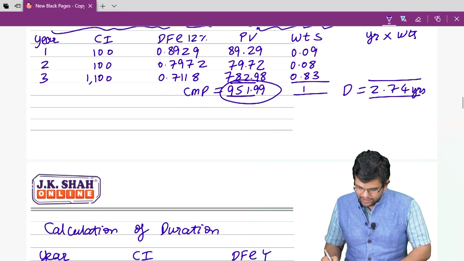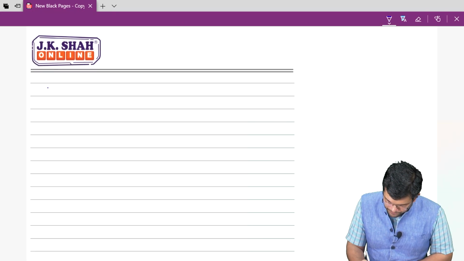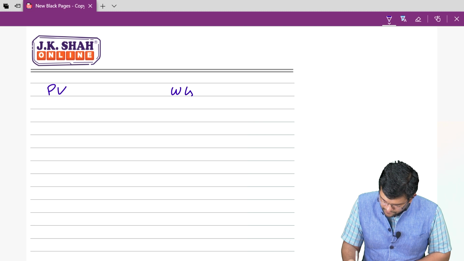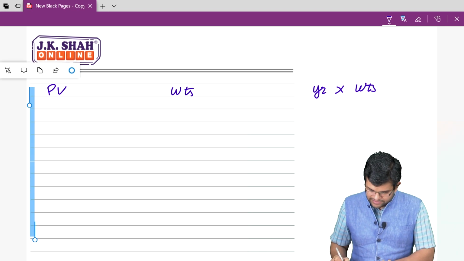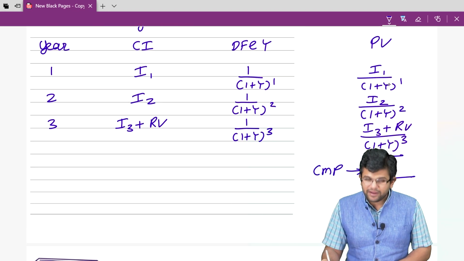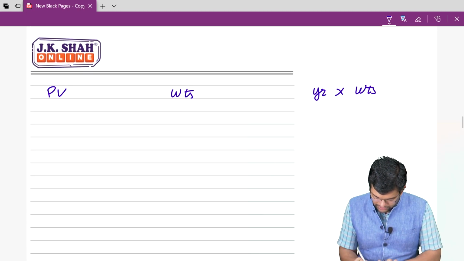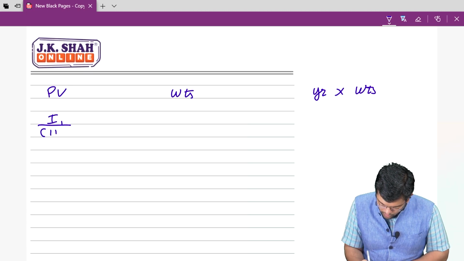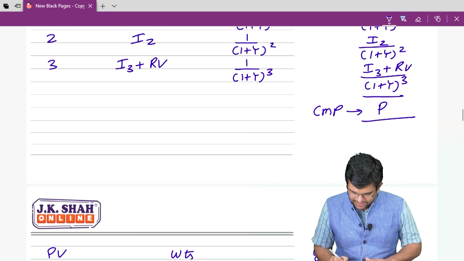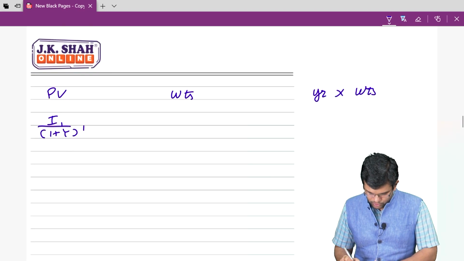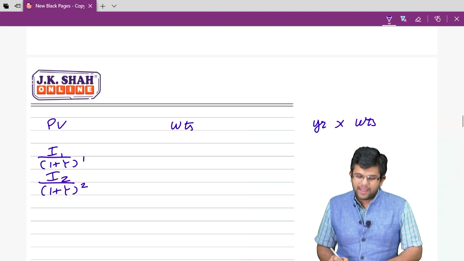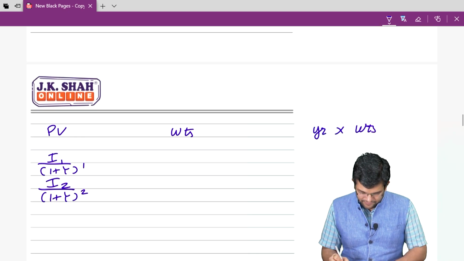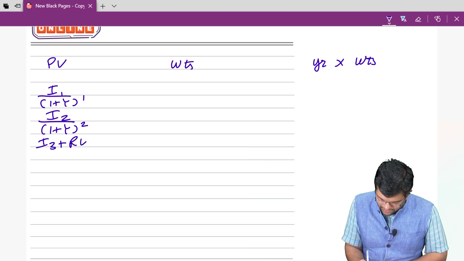Can we start? So PV, weights and year into weights. So I'll write down here PV, weights and then year into weights. Can we start? So children, as far as PV is concerned, we already have that. Okay, it is I1 upon 1 plus Y raised to 1. So I'll write down here I1 upon 1 plus Y raised to 1. Second, children, we have I2 upon 1 plus Y raised to 2. So I'll write down here I2 upon 1 plus Y raised to 2. And the third, we have I3 plus RV. Okay, I'll write down here I3 plus RV, the whole upon 1 plus Y raised to 3.